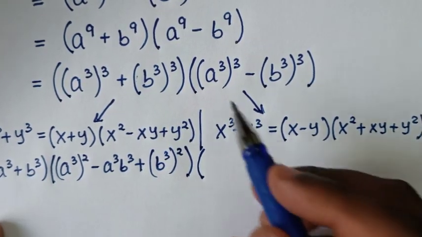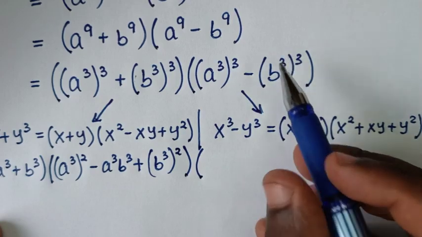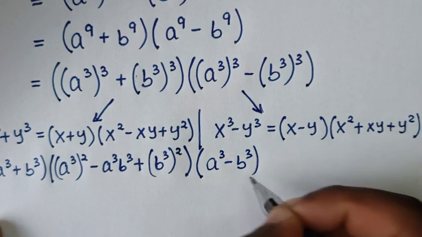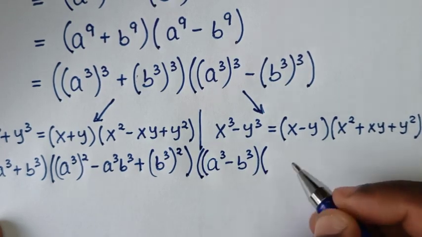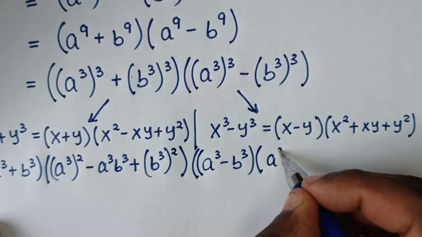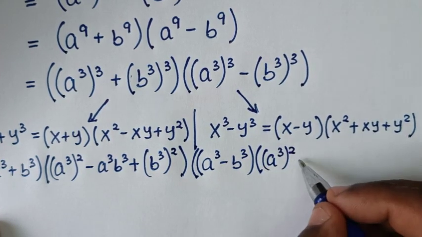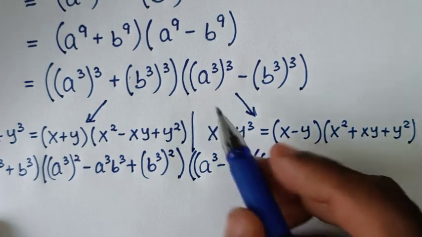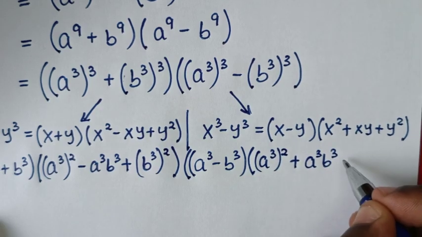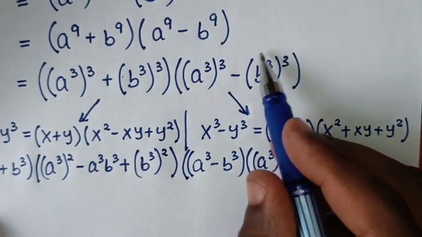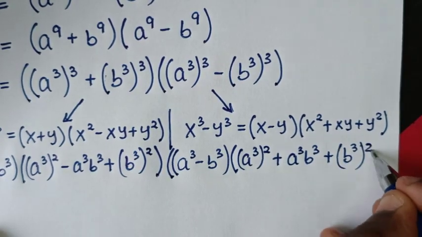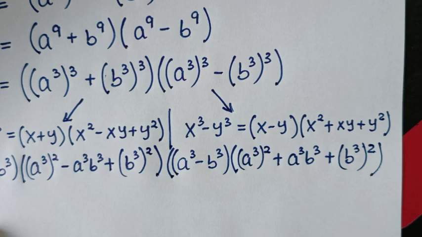So x minus y will be this inside the bracket minus this inside the bracket. So it will be a^3 minus b^3, then the bracket times x squared, which will be (a^3) squared, then plus xy, which will be this times this, so a^3 times b^3, then plus y squared, which will be this squared, so (b^3) squared, then close the bracket.